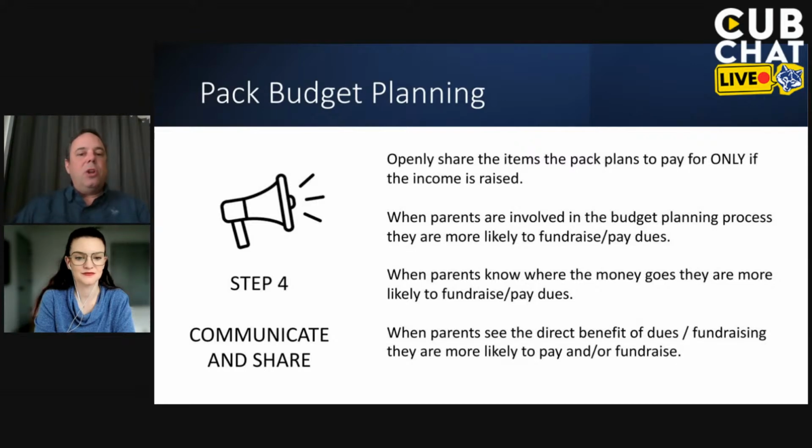So when parents know where the money's going, they're more likely to fundraise and pay dues as well. When you show them behind the scenes that, hey, look, these adventure loops that we give out at every PAC meeting, they're not free, right? The PAC activities, the Pinewood Derby, all these other things that we're doing, they're not free, right? And if they're involved in the process, you really don't have to show them because they are experiencing it.